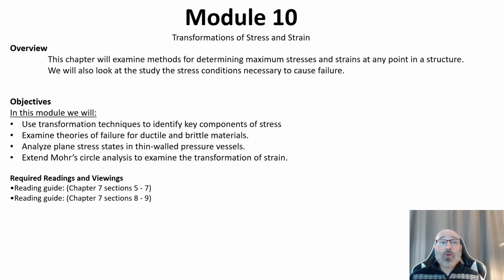So now as we jump into our module 10, we're going to continue on with our transformations of stress and strain and wrap up our Chapter 7. Within this module, we're going to examine the methods for determining the maximum stresses and strains at any point in a structure. And we're also going to take a look at the study of stress conditions necessary to cause failure. And that's when we're getting to some of our failure theories here.